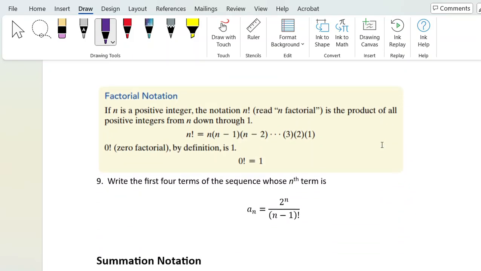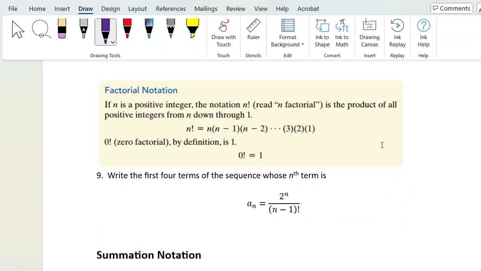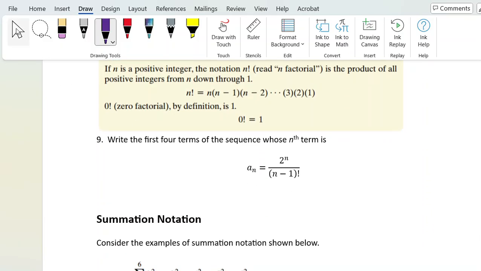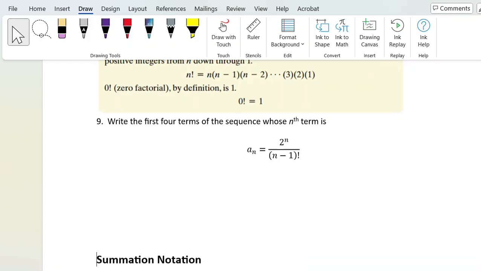And finally, we have this notation called factorial notation. Factorial notation means that you multiply the number n, whatever is factorialized, by each number from n down through 1. So if it were 5, it would be 5 times 4 times 3 times 2 times 1. 0 factorial by definition is 1. So now we're going to write the first 4 terms of this sequence that uses factorial notation. I'll give myself more space.